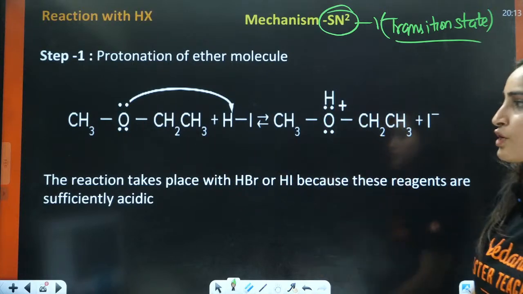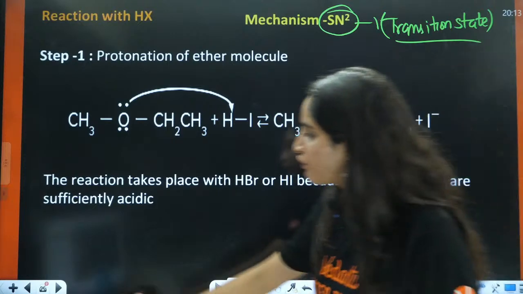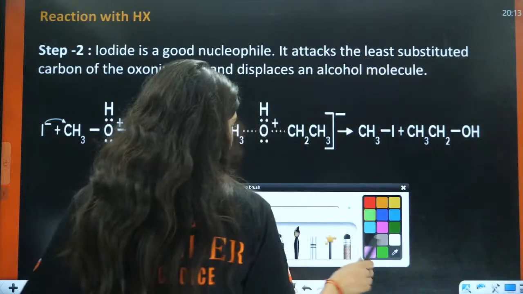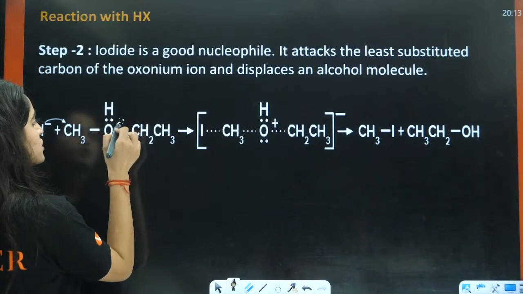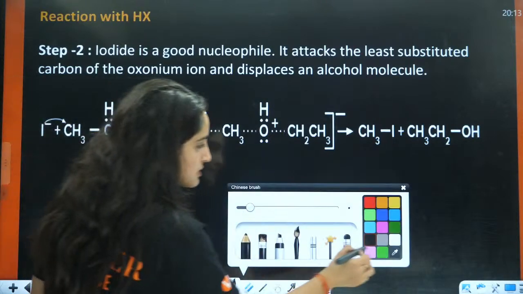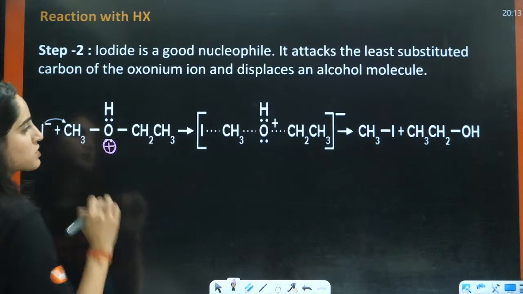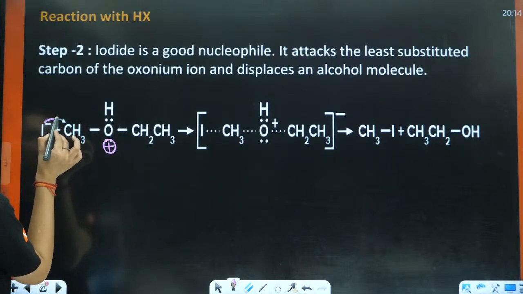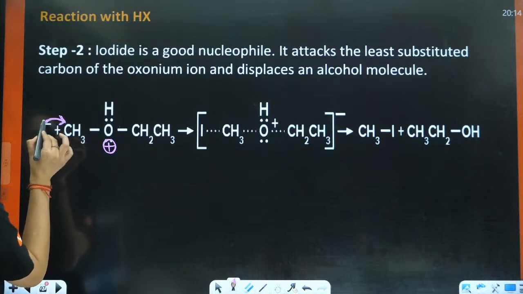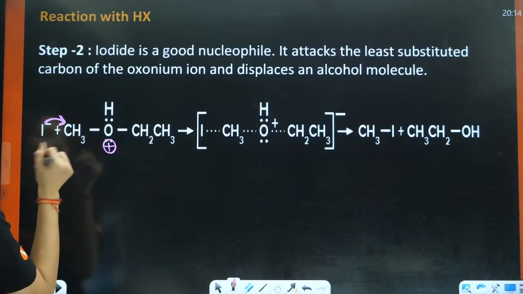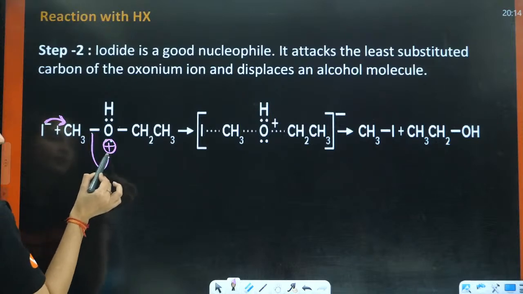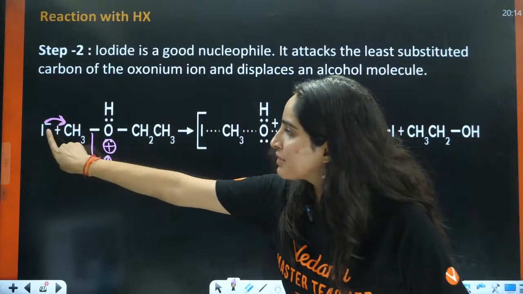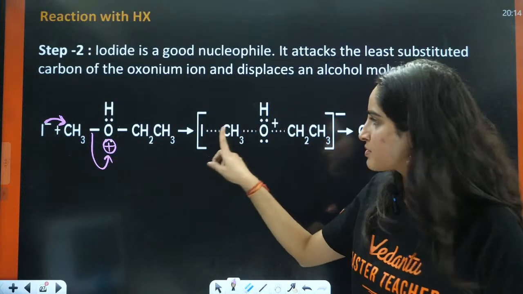Oxygen with one positive charge is not very stable. So what will happen in the next step? The positive charge is on oxygen, so I'll draw it like this. Now the transition will happen. The nucleophile I attacks here, and simultaneously there is elimination of this group. By the time I is attacking this CH3, it is making a bond.